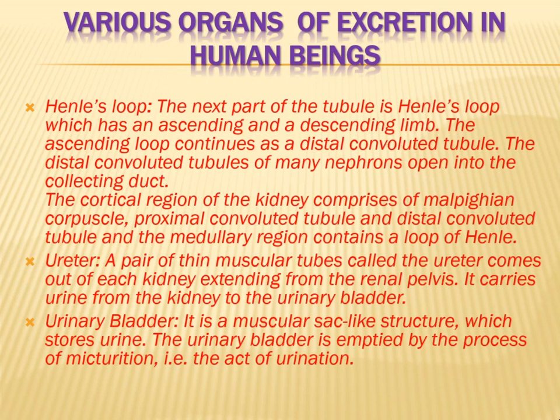Now the ascending loop continues as the distal convoluted tubule, and the distal convoluted tubules of many nephrons open into the collecting duct. So these are collected in a collecting duct. The cortical region of the kidney comprises the Malpighian corpuscle, the proximal convoluted tubule and the distal convoluted tubule, and the medullary region contains the loop of Henle.